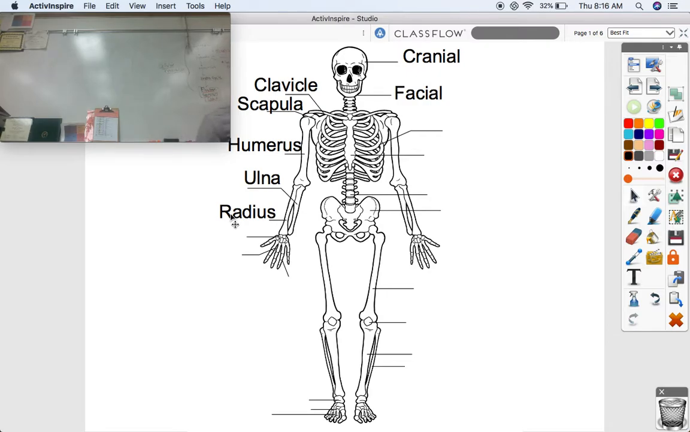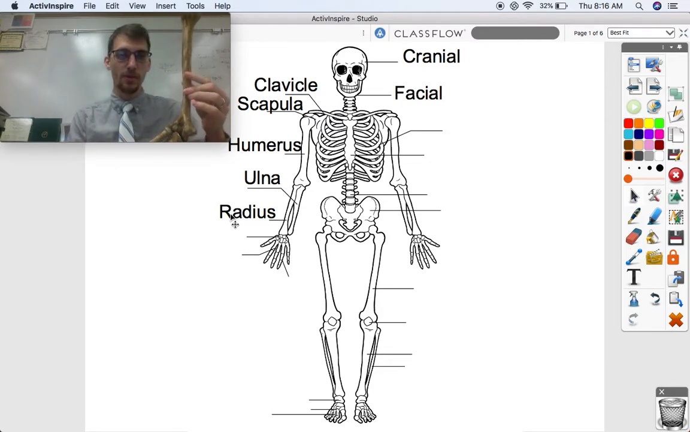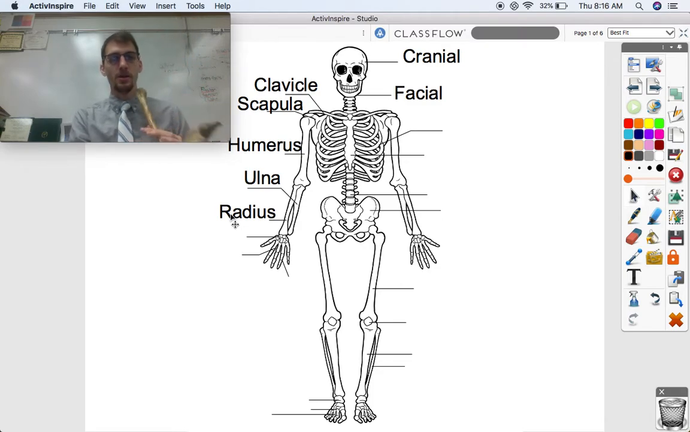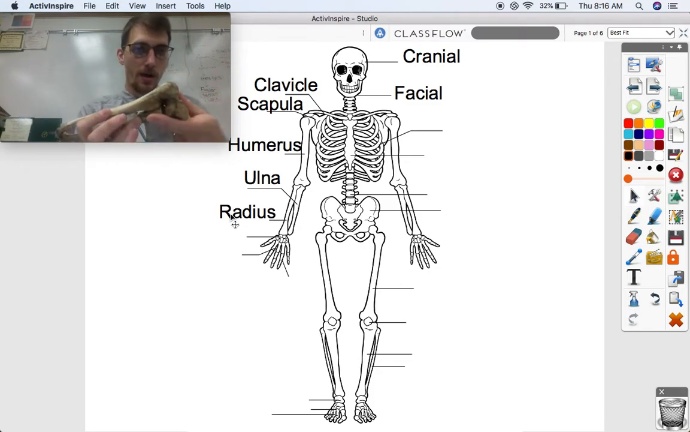As most of you know, this is a real human arm. Or I mean, it used to be. The bones from a real human arm. Here's the humerus, and here's the radius and ulna. What you can tell here is that, like I said, here is the ulna, and that's actually making up the point of the elbow.